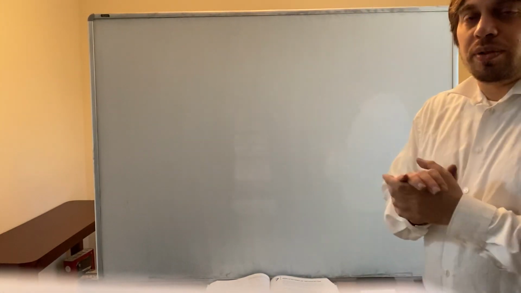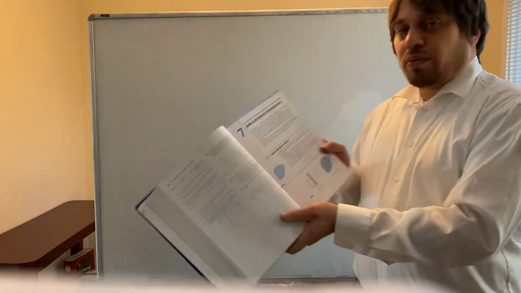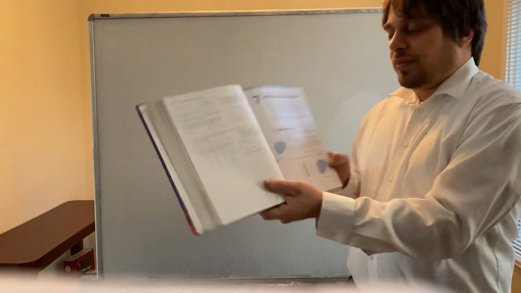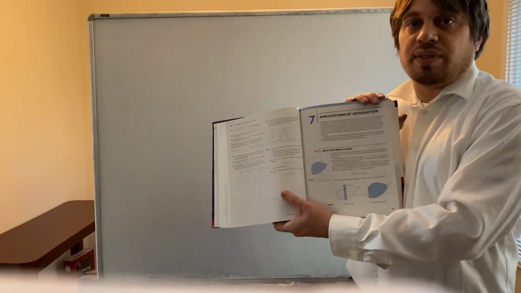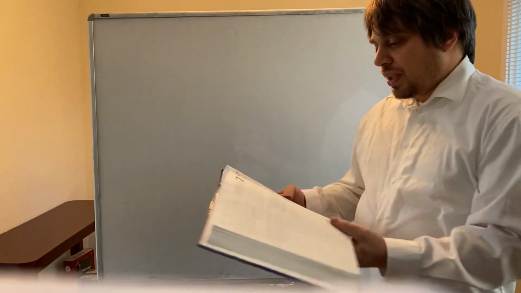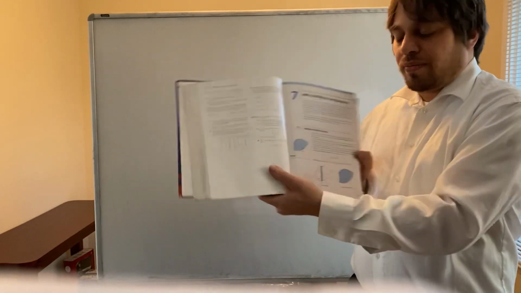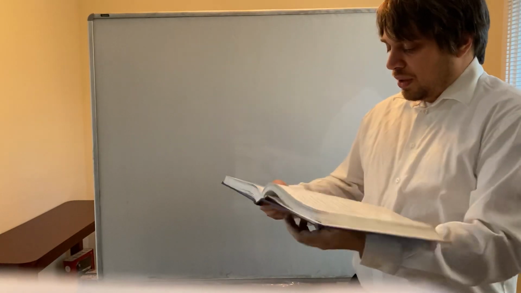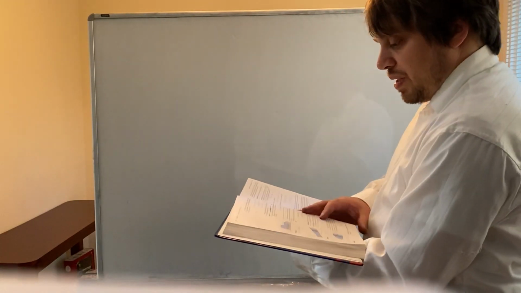In this video we're going to review chapter 7. Open your textbook to page 371. On page 371 is where chapter 7, Applications of Integration, starts. In 7.1 is areas between curves. We learn how to compute the area between curves in 7.1.